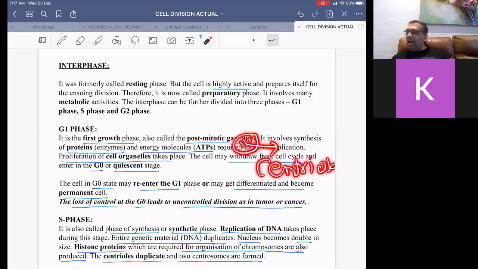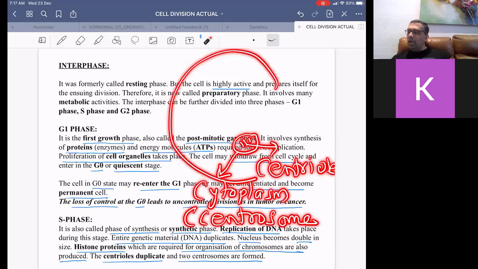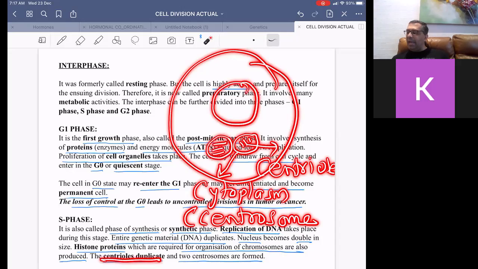Centriole बनता है and there is a small cytoplasm around it, ये cytoplasm होता है which is called as centrosome. ये centrosome होता है and this is the cell and here is the nucleus. And during the S phase centrioles duplicate, तो एक सेंट्रियोल की जगह दूसरा सेंट्रियोल विद सेंट्रोसोम आ जाता है एंड both centrioles go to opposite poles.